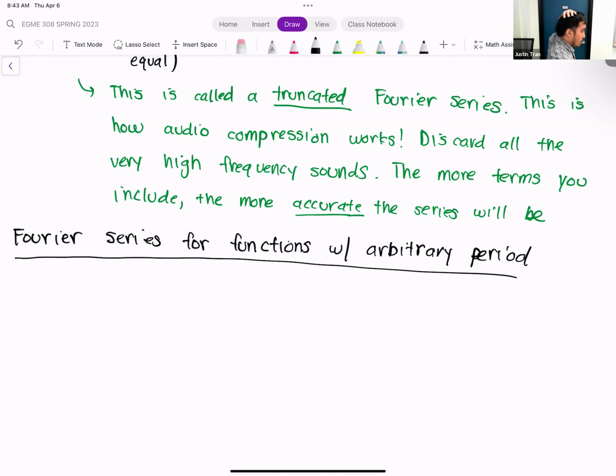But so far, if you look at the example that we did last time and all the formulas that we've covered so far, one assumption that we've made is that the period for the function is 2 pi. Okay, and so that's great.